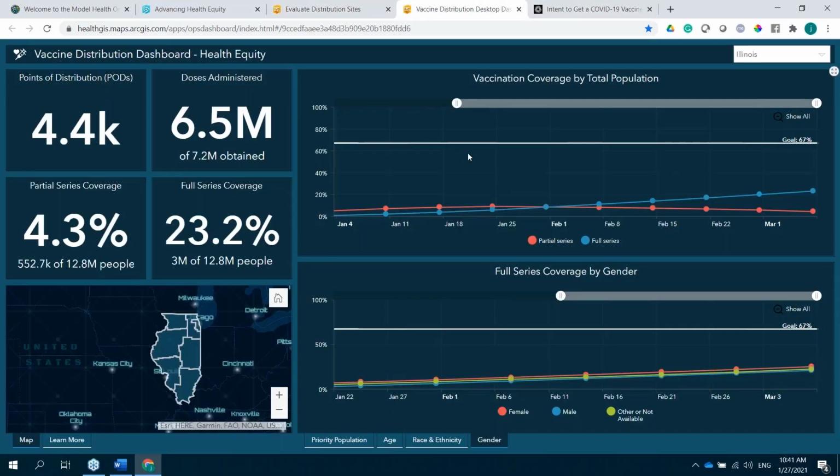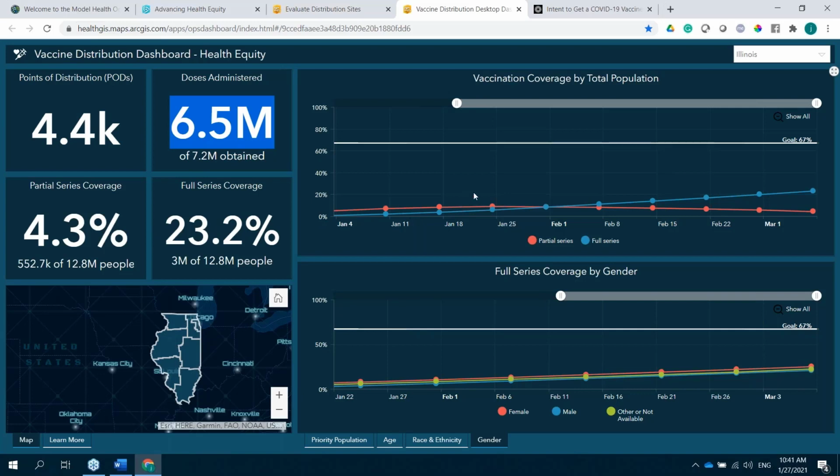Finally, monitoring our efforts is critical. It is not enough to implement these methods. We really need to make sure that they are working. Here we have our vaccination distribution dashboard. You can see that we have key indicators such as the total number of vaccination venues, number of doses, and many others.